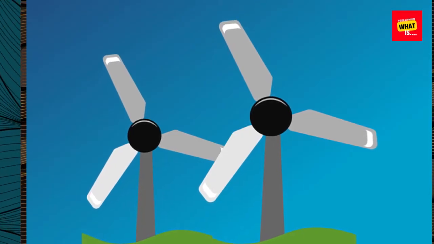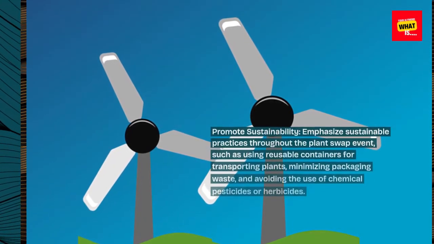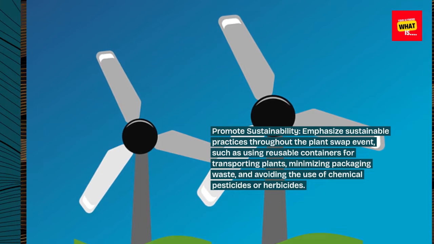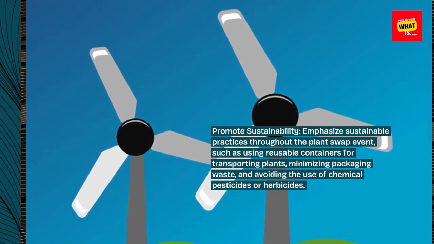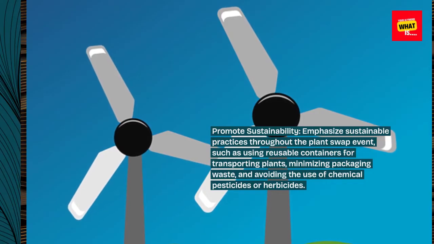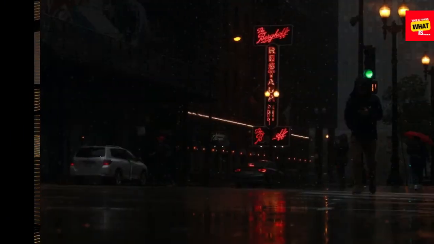Promote sustainability. Emphasize sustainable practices throughout the plant swap event, such as using reusable containers for transporting plants, minimizing packaging waste, and avoiding the use of chemical pesticides or herbicides.